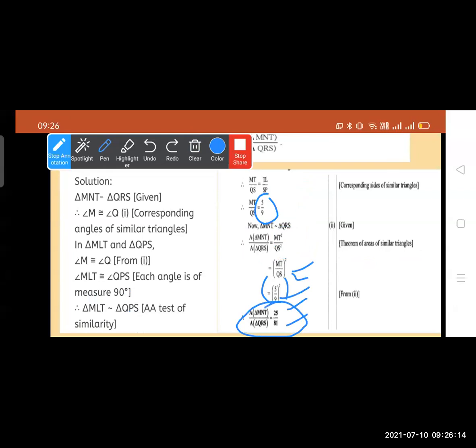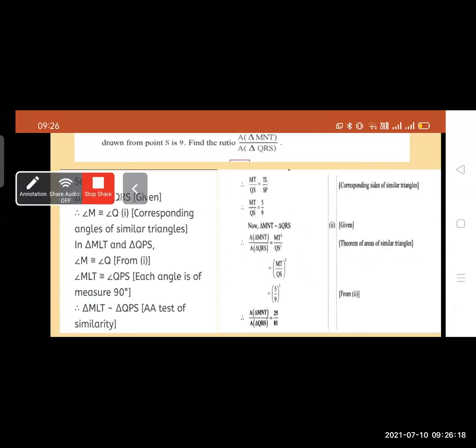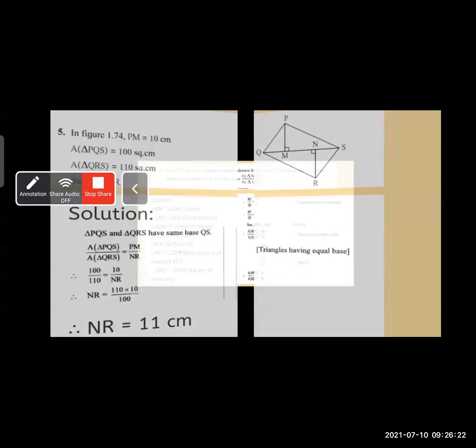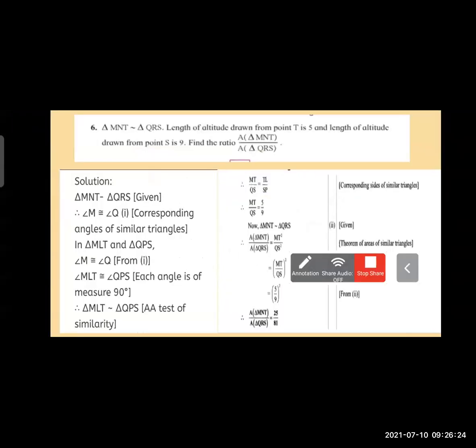It's a little bit lengthy question, but let's look at this question again. In this question, the given condition is that two triangles are similar and an altitude is drawn. Altitude means a perpendicular is drawn. One altitude height is 5 and the other height is 9. You have to find their area ratio.